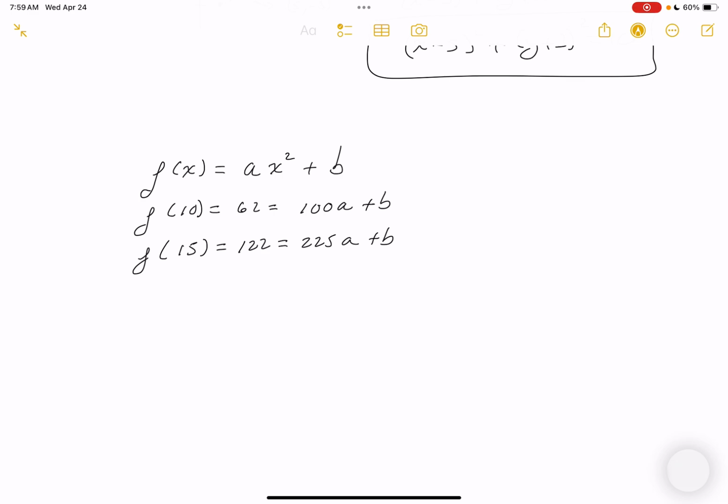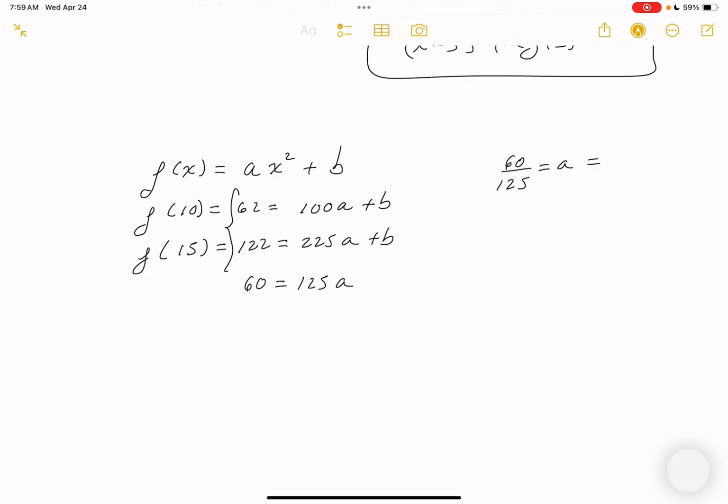Well, I have two equations and two unknowns, and I could basically solve this thing by doing a very simple subtraction problem. And what do you get? I'm subtracting, by the way. 122 minus 62 is going to be 60. 225 minus 100 is going to be 125. And then plus b minus b, there's going to be no b's. This is good. So what do I get? I get 60 over 125 equals a.